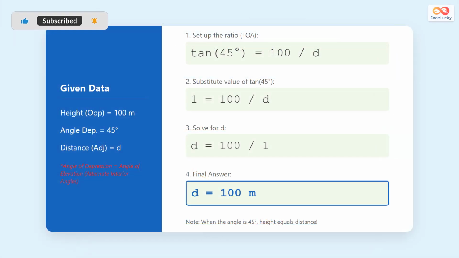Using tangent again, tangent of 45 equals 100 divided by distance. Since tangent of 45 is 1, the distance is exactly 100 meters. Whenever the angle is 45 degrees, the height and distance are equal.